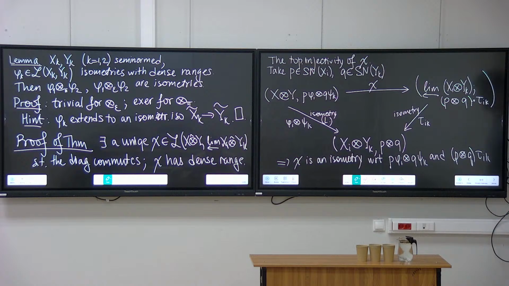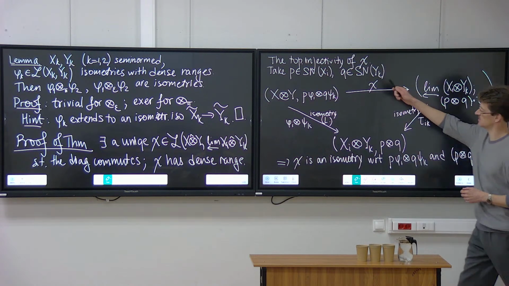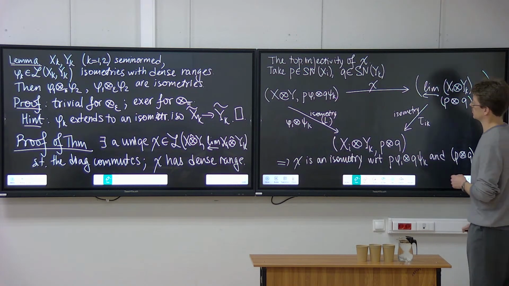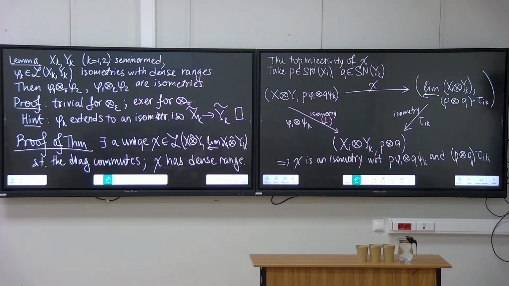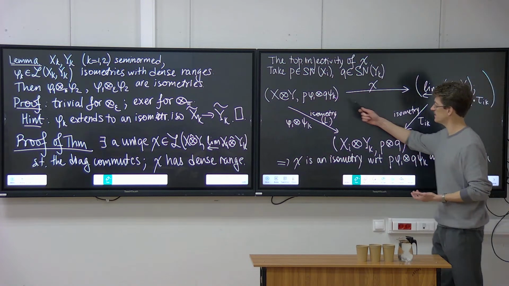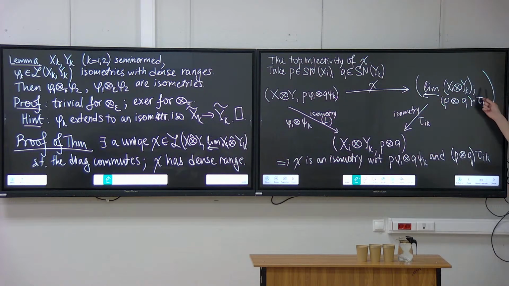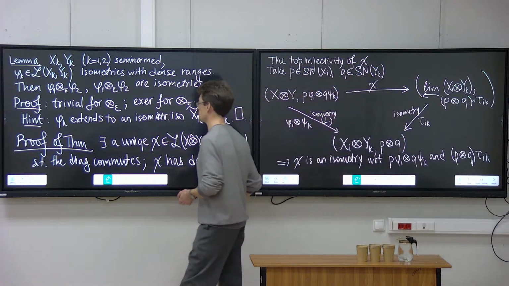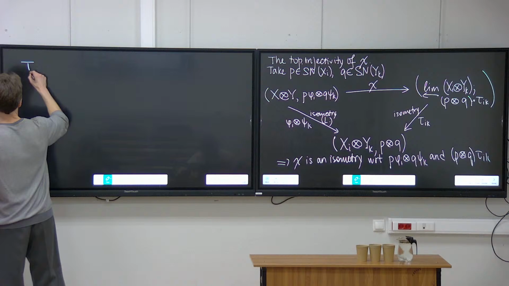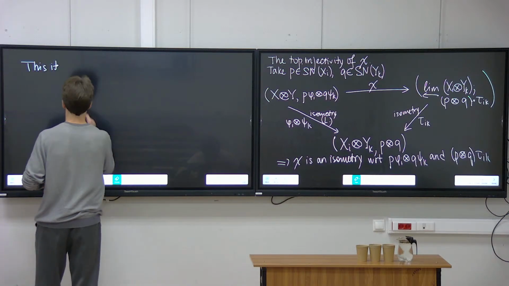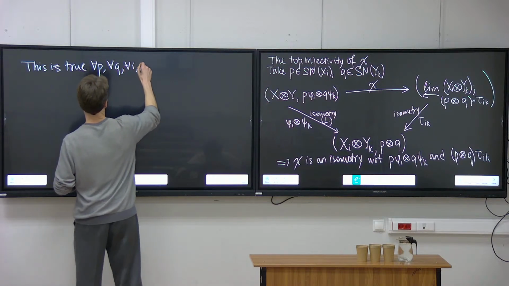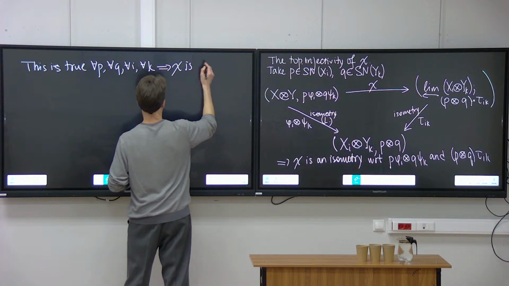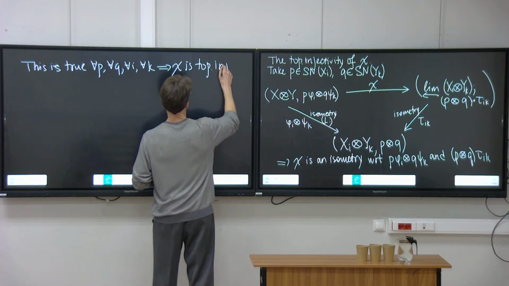And to complete the proof, it suffices to observe that if p runs over the family of all continuous seminorms on X_i, q runs over the family of all continuous seminorms on Y_k, and the indices i and k run over the respective index sets, then as a result we get a defining family of seminorms here, and we get a defining family of seminorms here, just by definition of the projective locally convex topology. So this implies that this is true for every p, every q, every i, and every k. And this implies that chi is topologically injective. And this completes the proof.